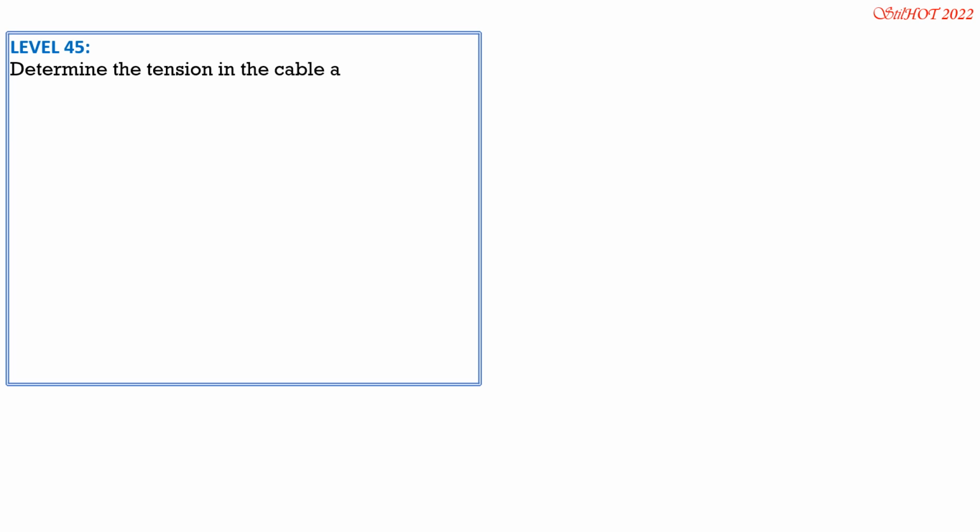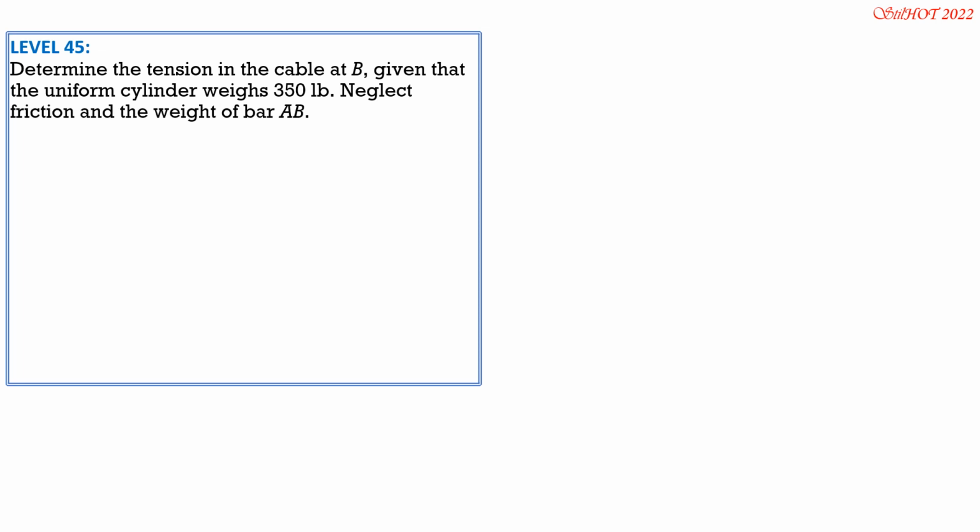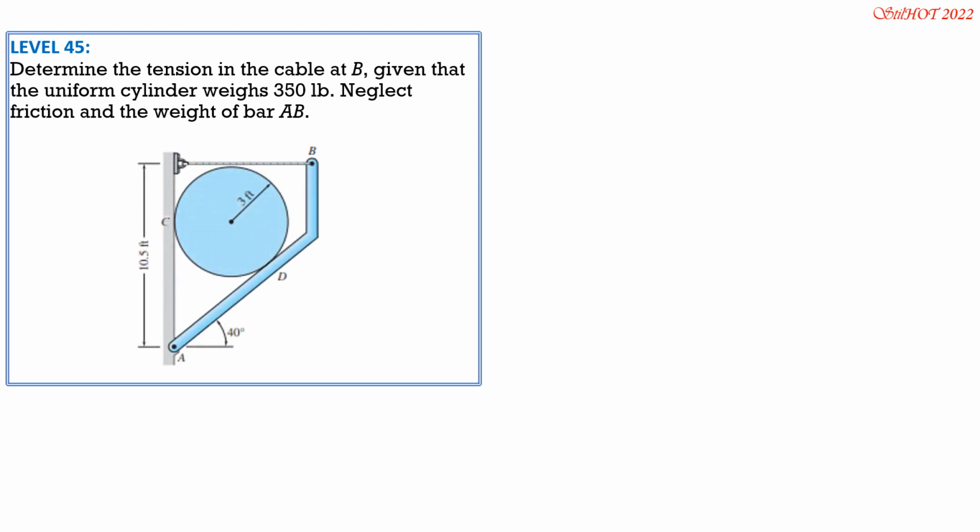Determine the tension in the cable at B given that the uniform cylinder weighs 350 pounds. Neglect friction and the weight of the bar AB. So here is the given figure. First, let's draw the FBD of the cylinder.